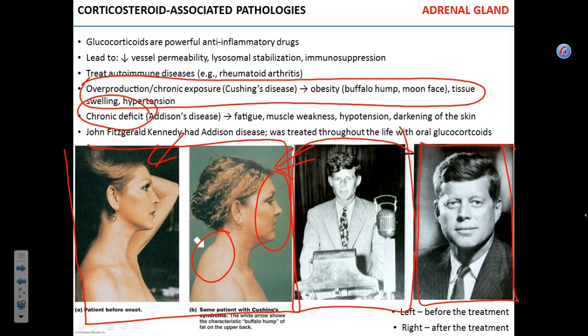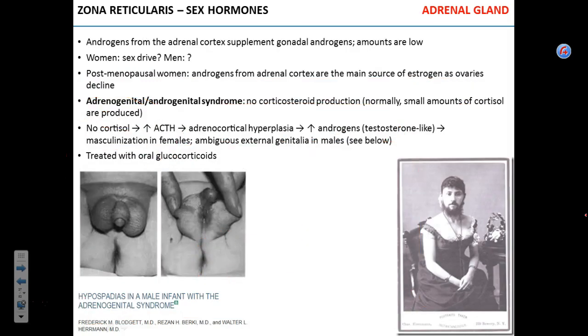So, increase, decrease. By the way, one of the consequences of stress sometimes is type 2 diabetes. Does that make sense? Constantly elevated blood glucose levels may lead to diabetes. Now the third zone, zona reticularis, produces sex hormones.